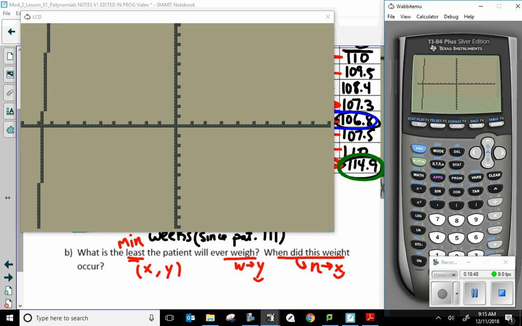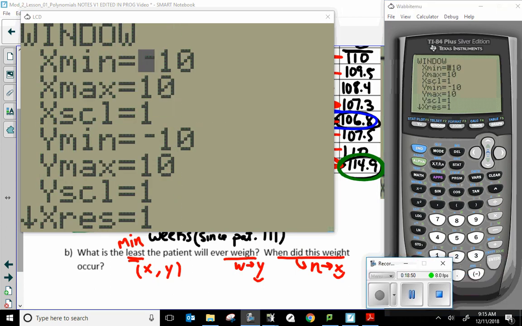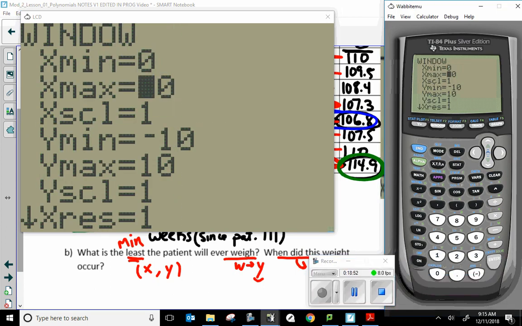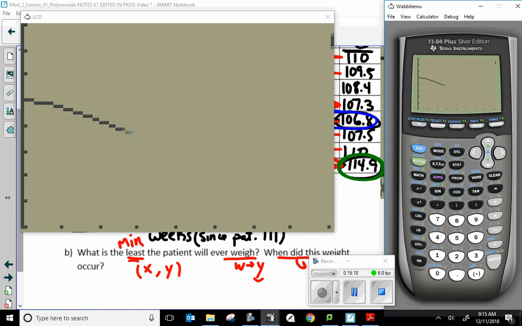So let's press the window button. My X's are going to go from 0 to 8, and those are by 1s. That's what the scale means. My Y's, I'm going to go from 100 to 116, and we're going to go by 2s. Yes, you can make that 114, but if I stop at 114, I'm not going to see 114.9. That's slightly higher, so I'm just changing that. And if I graph this, I see exactly what I have.